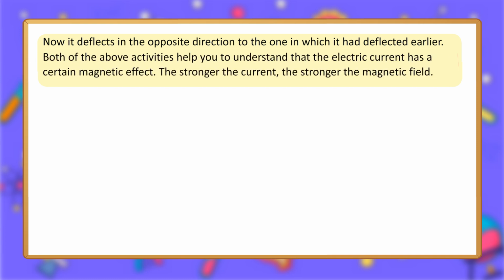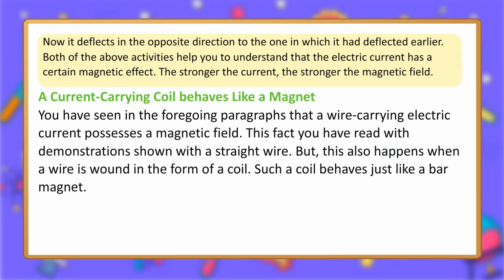Both of the above activities help you to understand that the electric current has a certain magnetic effect. The stronger the current, the stronger the magnetic field. A current-carrying coil behaves like a magnet. You have seen in the foregoing paragraphs that a wire carrying electric current possesses a magnetic field. This fact you have read with demonstrations shown with a straight wire. But this also happens when a wire is wound in the form of a coil. Such a coil behaves just like a bar magnet.